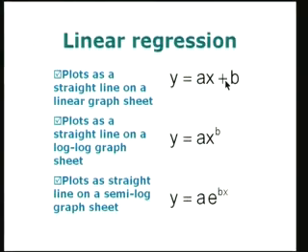y equal to ax plus b plots as a straight line on a linear graph sheet. Then y equal to a x to the power of b plots as a straight line on a log-log graph, because you can take log y equal to log a plus b log x, and log y and log x are now linear in this particular thing. So, you are going to replace x by log x, y by log y, I get a linear relationship.